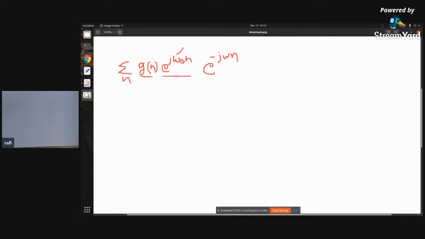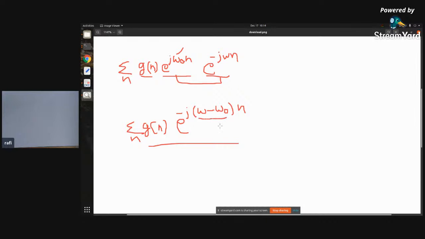Okay, so these two complex exponentials now we combine. This will become e power minus j into omega minus omega naught into n. So this is g of n, summation over n. How does this look? This is g of n into e power minus j omega n, but in the place of omega, now we have omega minus omega naught. So this is nothing but capital G of omega minus omega naught. So what is shifting? Omega is shifting here.